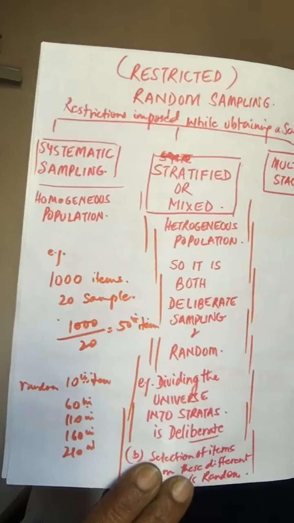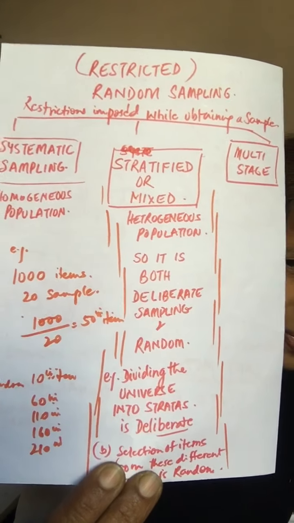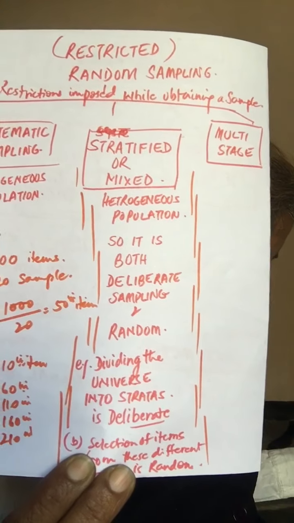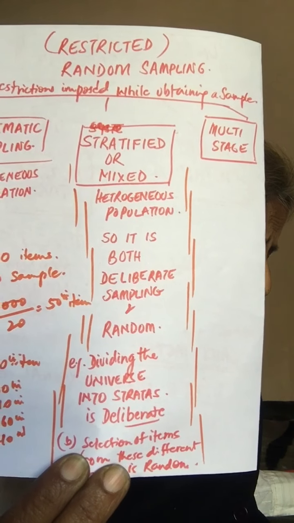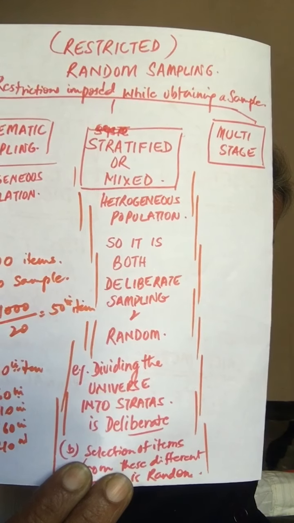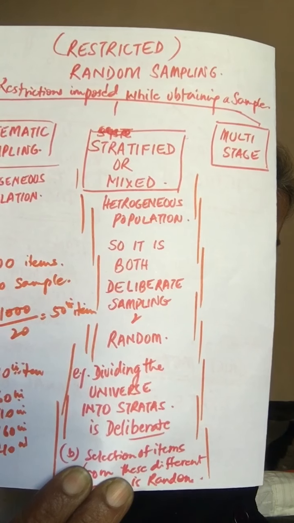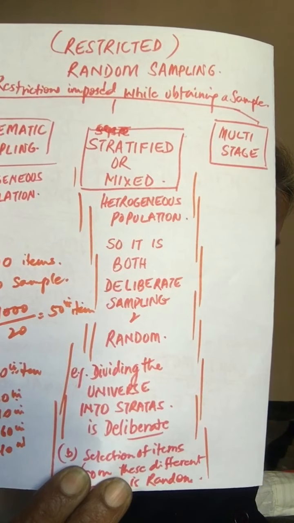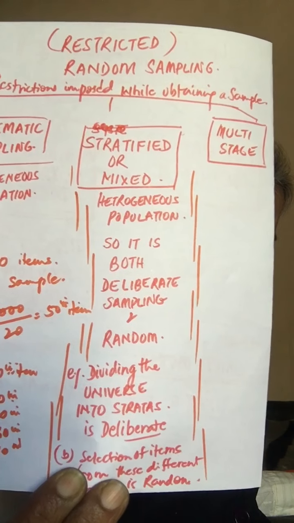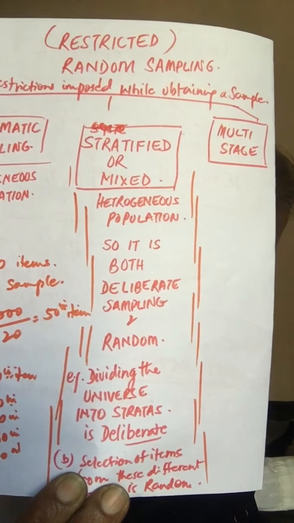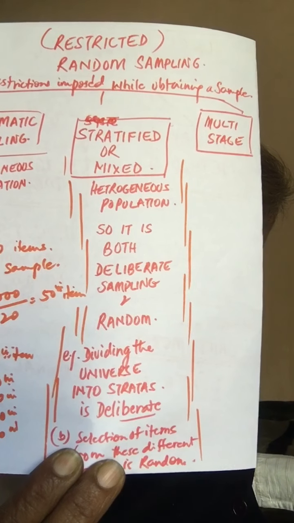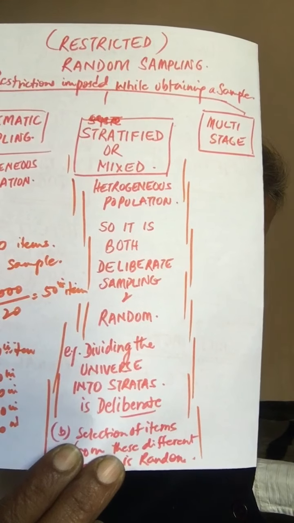So, have a look. You have to pay attention because it's a little difficult. It's not difficult, but yes, you have to understand. Under the restricted random sampling method, certain restrictions are imposed while you're taking the sample from the universe. Now these are the important methods as you see. What are they? Systematic sampling, stratified sampling, and multi-stage sampling.